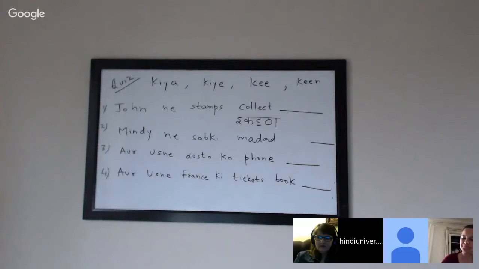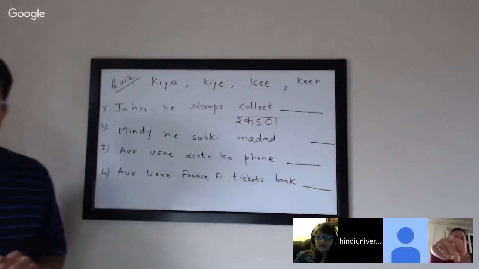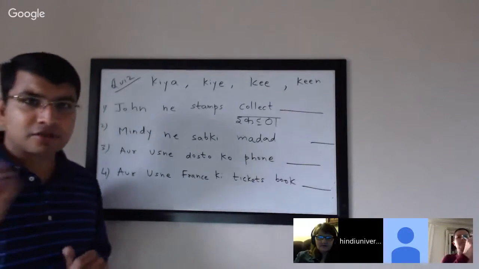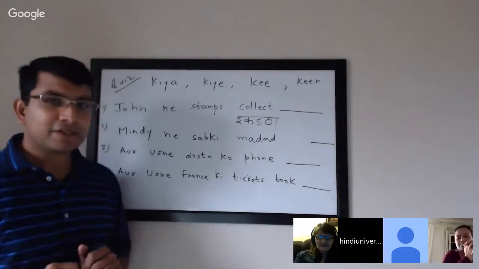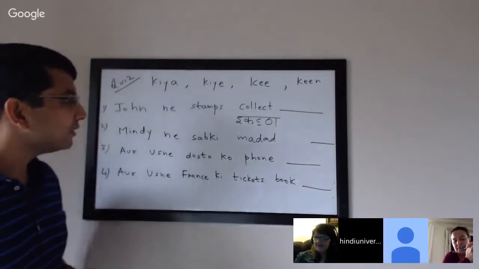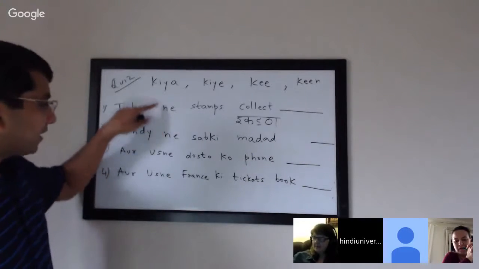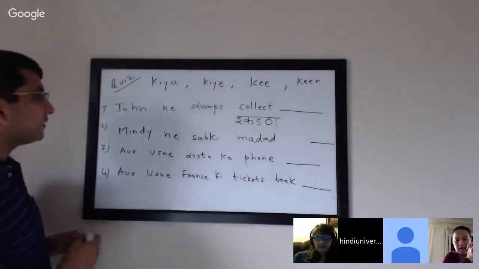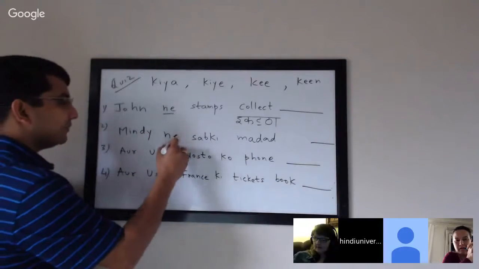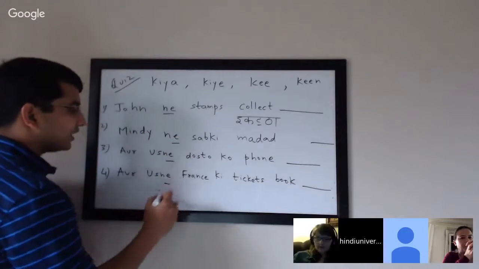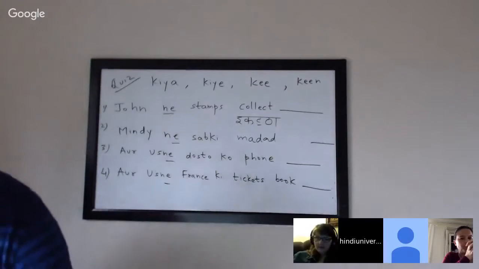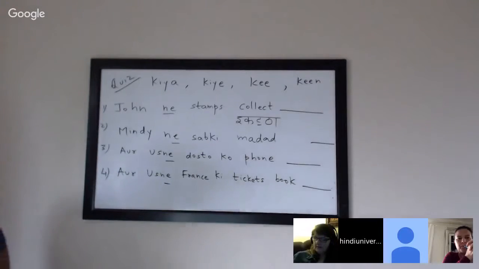Okay, all right, so let's get to it. And don't worry if you made any mistake. I just want you to underscore your correction, so that way it's easier for you to recall. So John ne, and you can see all of them have ne in it, right? John ne, Mindy ne, usne, and usne. All of them have ne, right? So that's one thing. The first one, look at it.